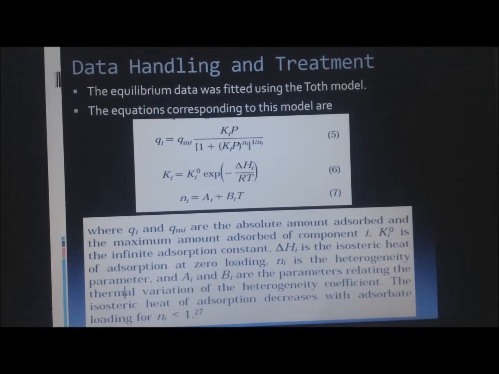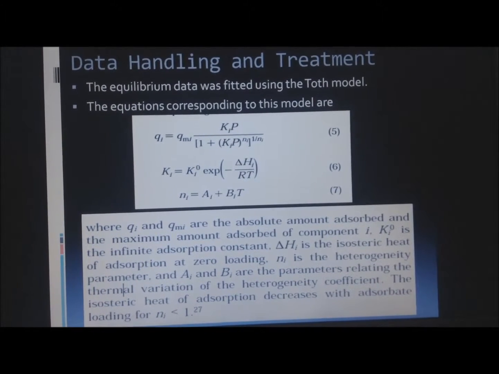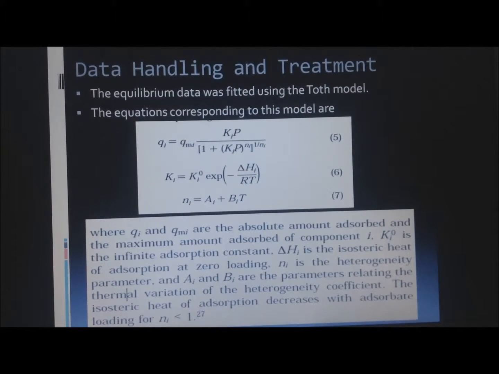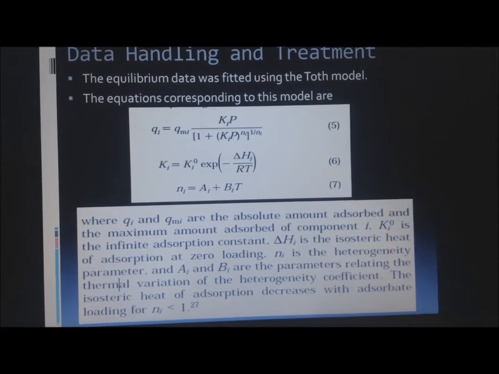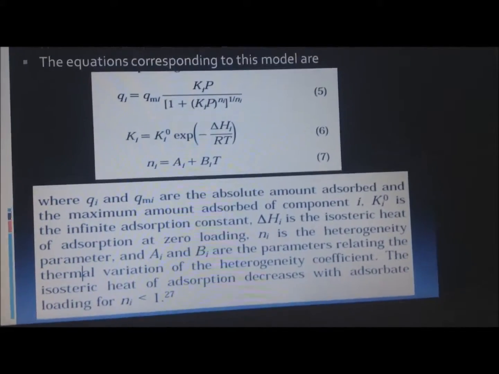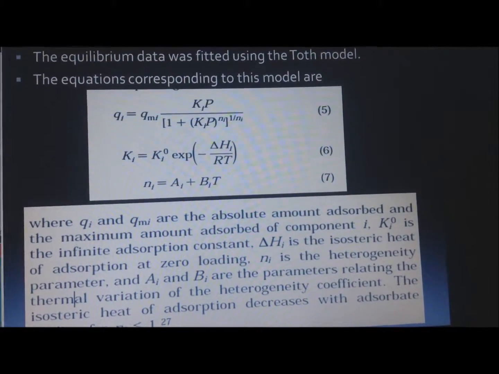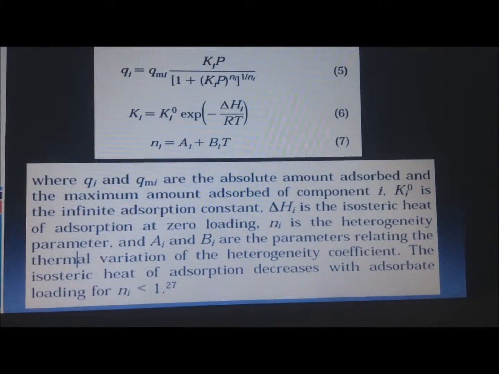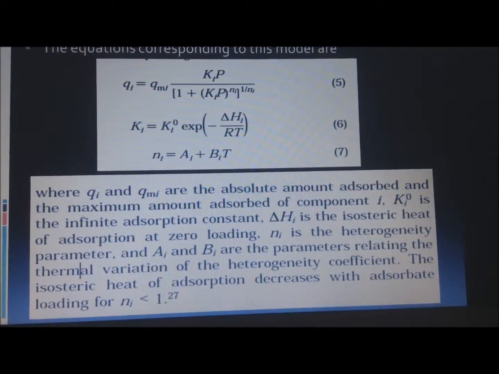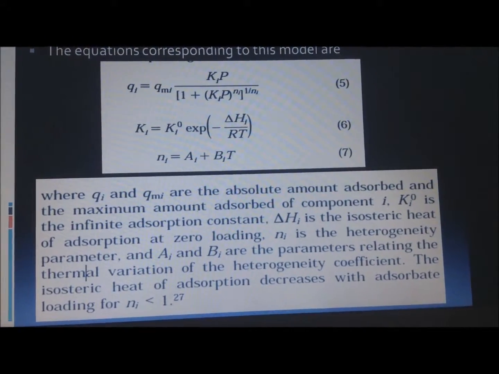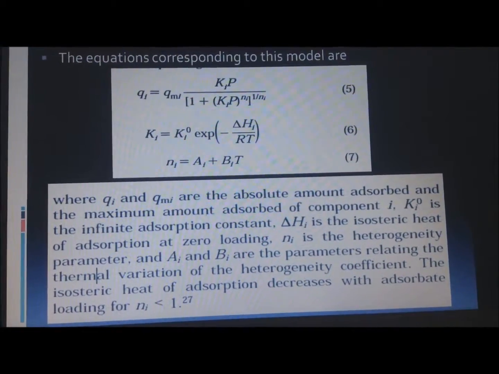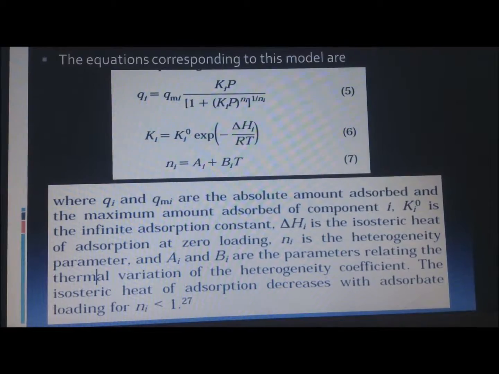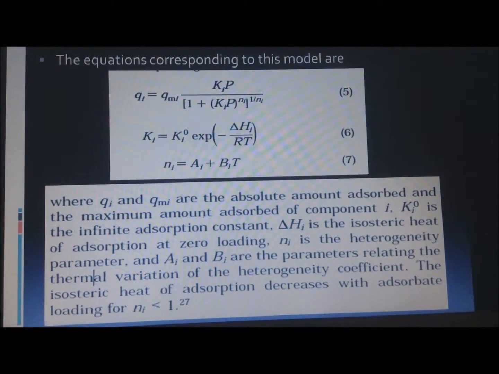The equilibrium data that was obtained from the experiment was fitted using the Toth model. The equations corresponding to this model are presented by equations 5, 6, and 7, where Q sub i and Q sub Mi are the absolute amount adsorbed and the maximum amount adsorbed of component i. The standard K sub i is the infinite adsorption constant.